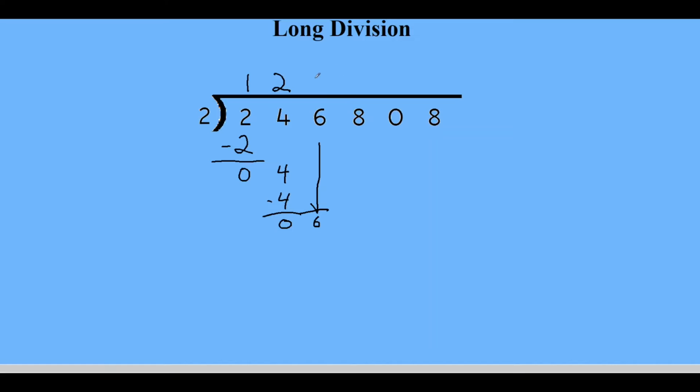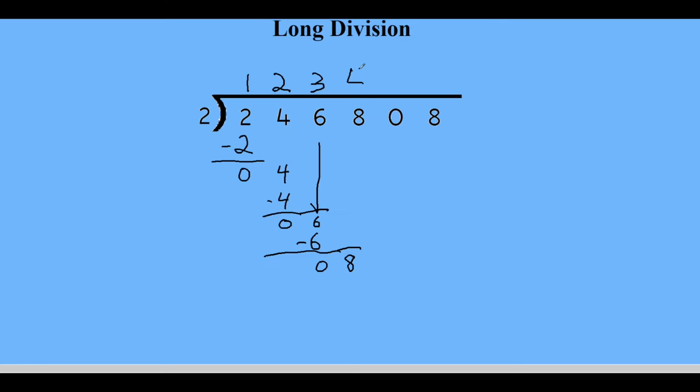What times 2 equals 6? Let's try 3. So 3 times 2, that's 6. Very good. And then I have a 0. And I'll bring down the 8. We don't have to draw the arrow. It's up to us. So, what times 2 equals 8?